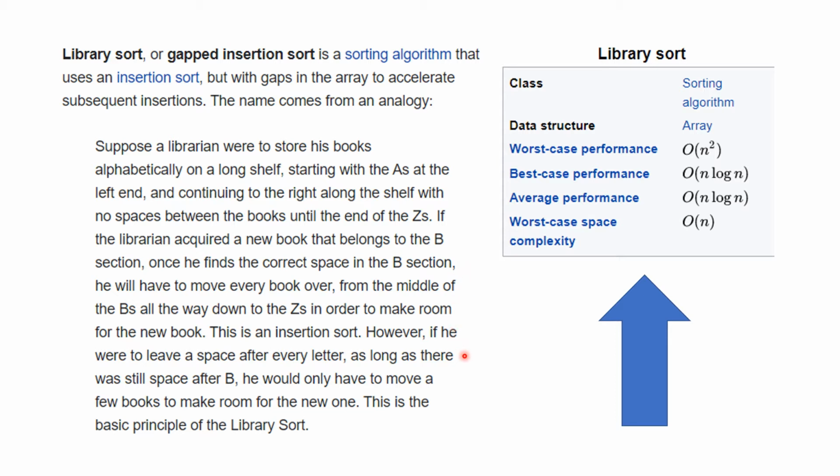However, if he were to, in the beginning, leave a space after every letter, as long as there was still space after B, he would only have to move a few books to make room for the new one. And this is the basic principle of the library sort.